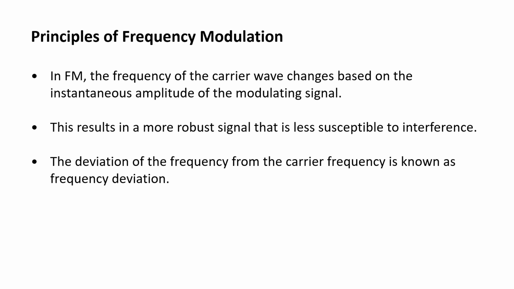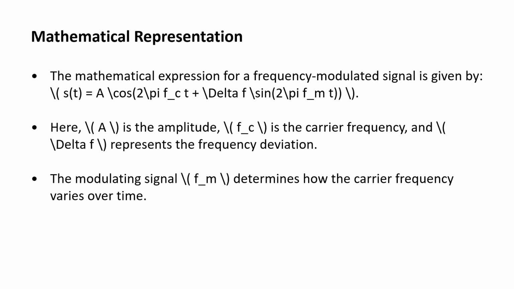Principles of frequency modulation. In frequency modulation, the frequency of the carrier wave changes based on the instantaneous amplitude of the modulating signal. The result is a more robust signal that is less susceptible to interference. The deviation of the frequency from the carrier frequency is known as frequency deviation.